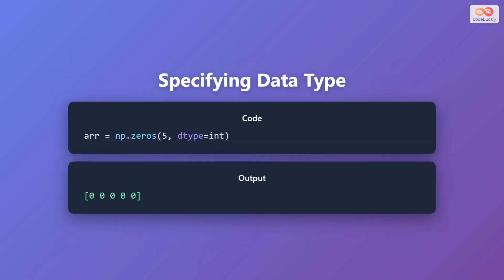Sometimes you don't want floating point zeros, you want integers instead. You can control this by specifying the dtype parameter. If you write np.zeros with 5 as the shape and dtype equals int, you'll get an array of 5 integer zeros without any decimal points. This is useful when you know you'll be working exclusively with whole numbers.